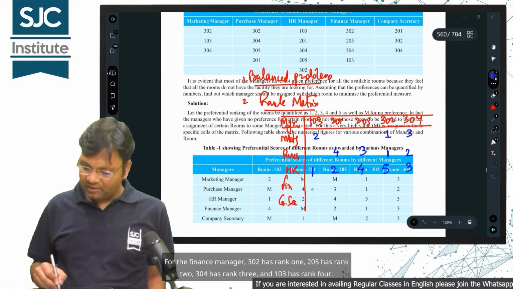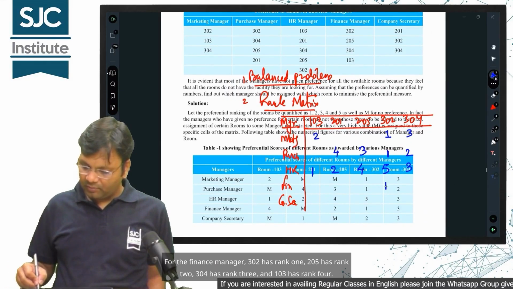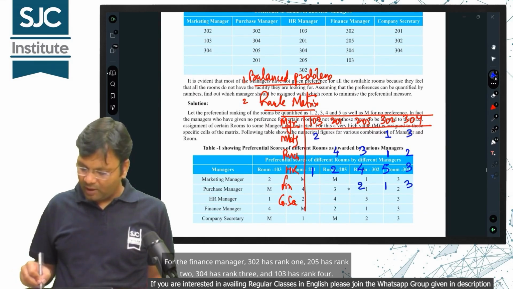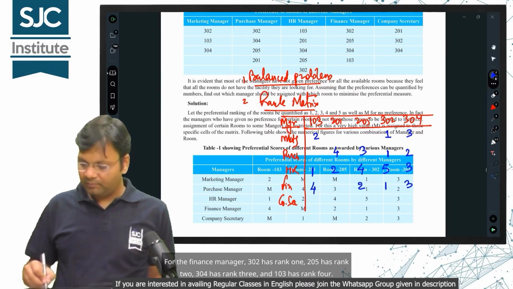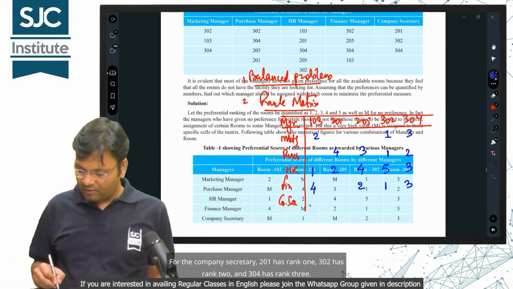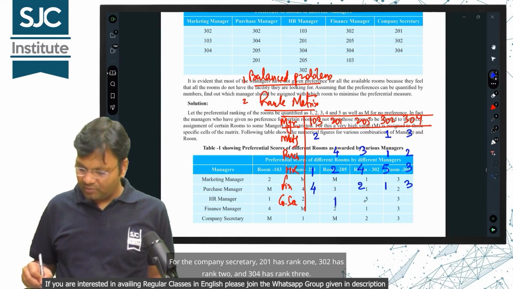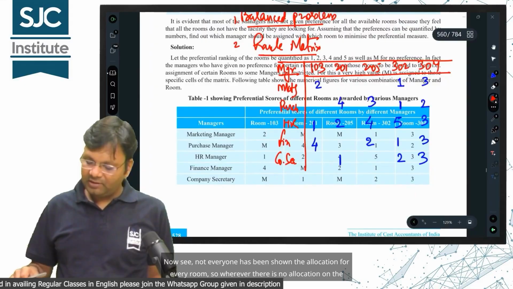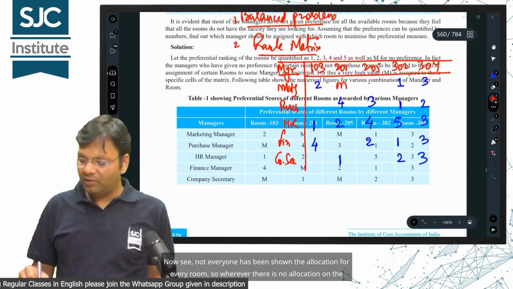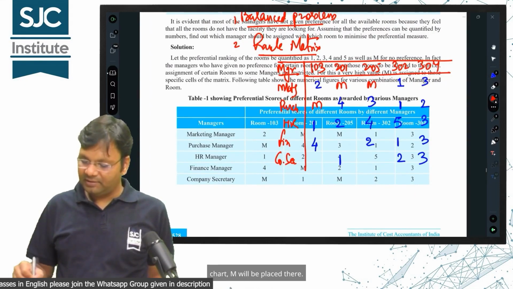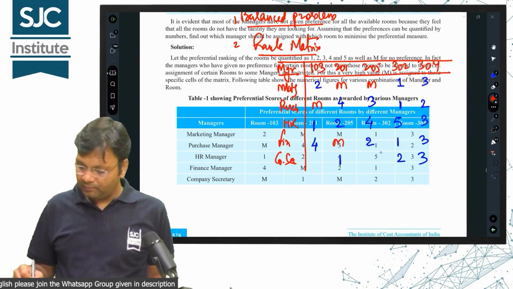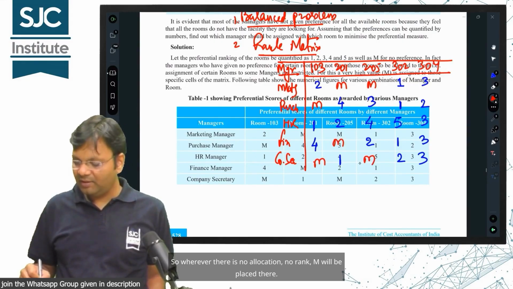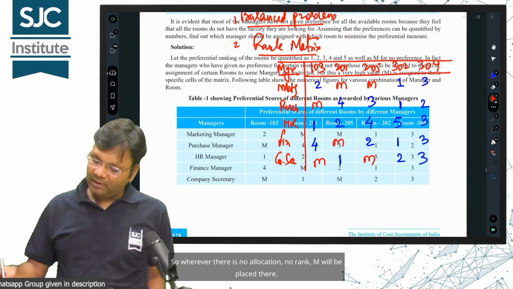For the finance manager, 302 has rank 1, 205 has rank 2, 304 has rank 3, and 103 has rank 4. For the company secretary, 201 has rank 1, 302 has rank 2, and 304 has rank 3. Now see, not everyone has been shown the allocation for every room, so wherever there is no allocation or rank on the chart, M will be placed there.